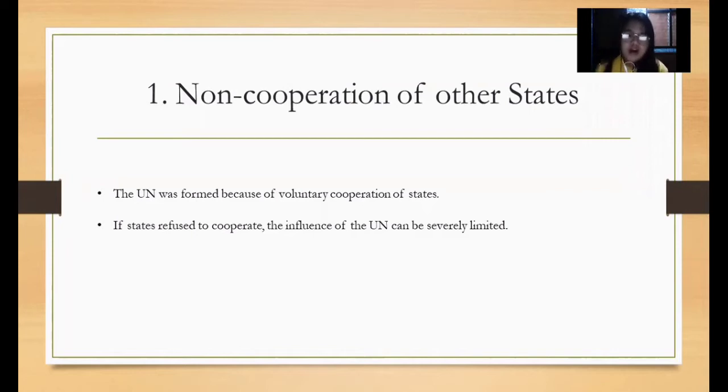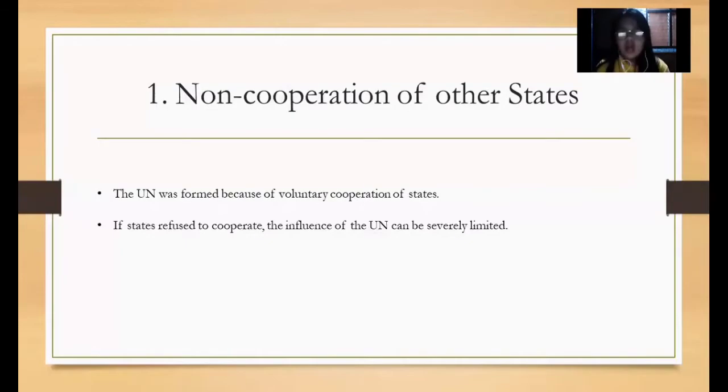So pag ang UN daw po ay nagawa siya because of the voluntary cooperation ng other states. So pag ang states nag-refuse na tumulong sa kanila, syempre, ang impluwensya ng pagtulong ng United Nations ay magiging limitado na lang. Yung mga tulong nila na magagawa nila na mas marami pa, syempre magiging mababa na lang po because wala pong tutulong sa kanila to help other people around the world.